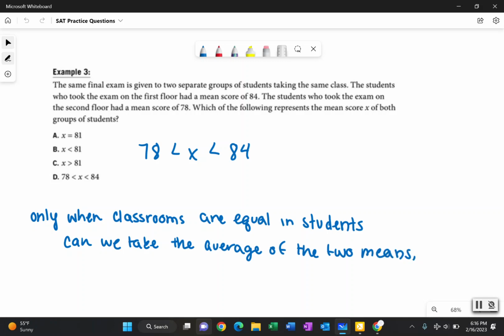Remember that whenever you're faced with a question that involves some averages, always consider how many students are in each group. And if you don't know, you have to assume, and therefore we have to use the inequality D. 78 is less than our new mean. Our mean is greater than 78, but it's going to be less than 84. And that's only because we don't know the sample size.